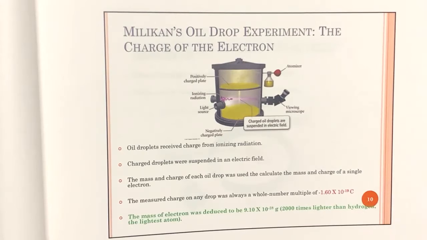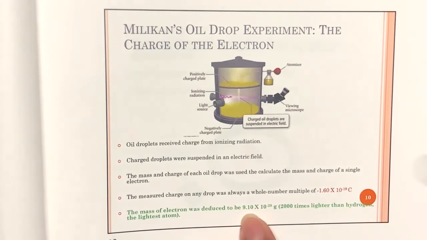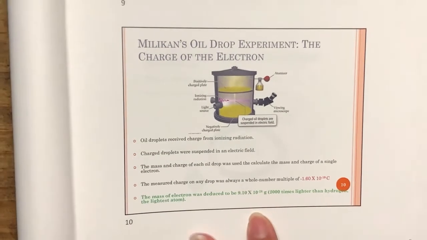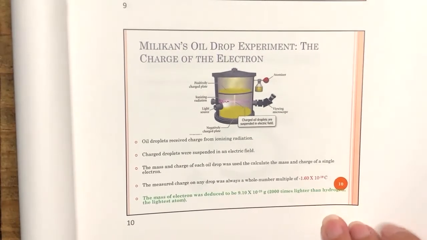Okay, so J.J. Thomson discovered the electron using the cathode ray experiment and found the charge to mass ratio, and then Millikan in Chicago found the exact charge of the electron. It's negative 1.6 times 10 to the minus 19 coulombs. And because they knew the ratio before that, they found the mass of the electron, which is super, super light, 9.10 times 10 to the minus 28 grams. Okay, so let's keep moving here.